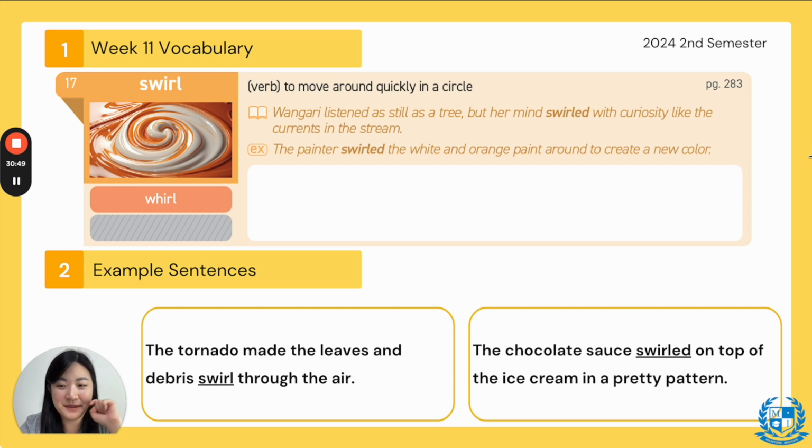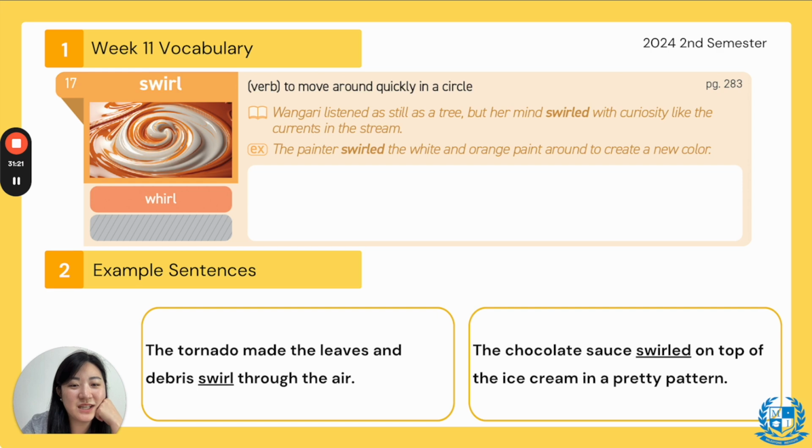Next example, 1, 2, 3. The painter swirled the white and orange paint around to create a new color. Maybe it's like a light orange or peach. Here, it says the tornado made the leaves and debris swirl through the air. What other word can we connect with swirl this week? Bingo! Cyclone and swirl. A cyclone swirls.